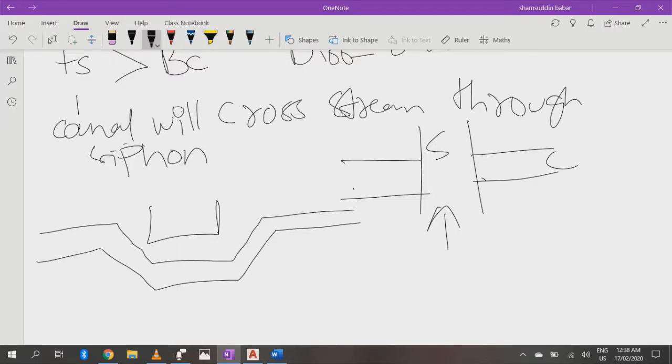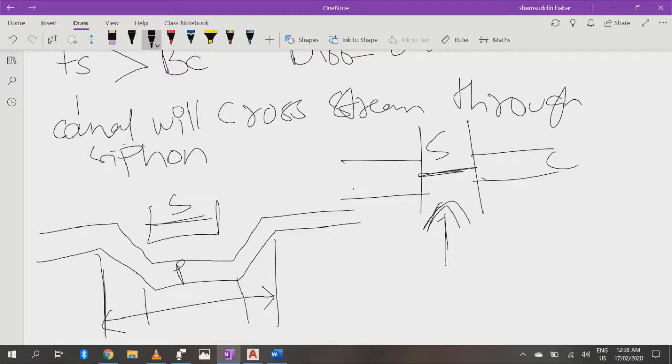Our siphon will be like this. If we can watch this from this side, it will show like this. Now it is the length of siphon. This one is the length of siphon. Now this length is equal to the width of stream. Okay, now this is siphon. I am denoting siphon with P and stream with S. Now for the length of siphon, I knew that I need width plus this length and this length.